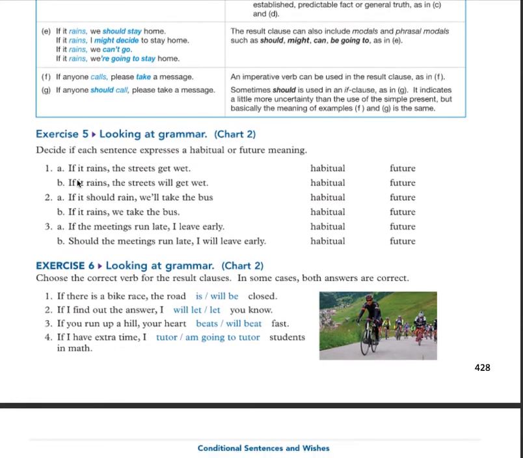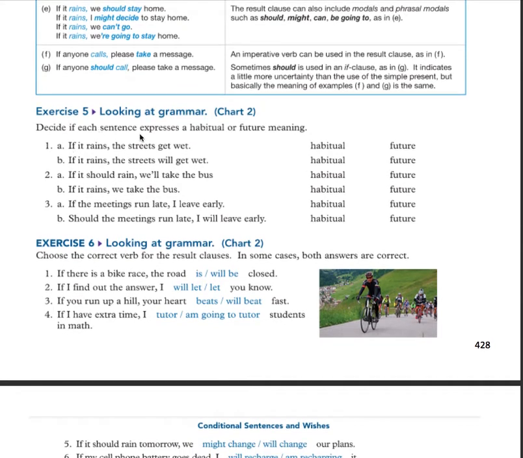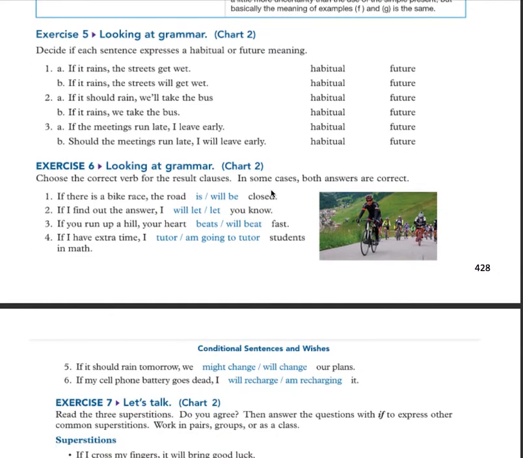Now we look at exercise 5. Decide if each sentence expresses a habitual or future meaning. Look at number 1A and B, 2A and B, 3A and B, and read each one and just encircle either habitual or future. We'll check in a minute. And we also have number 5 and 6 on the next page.